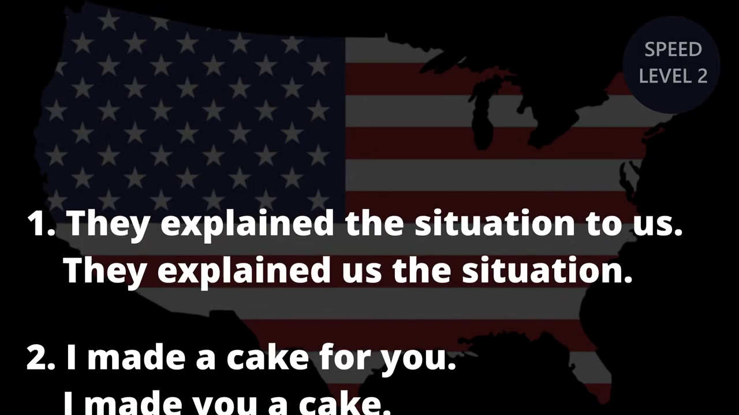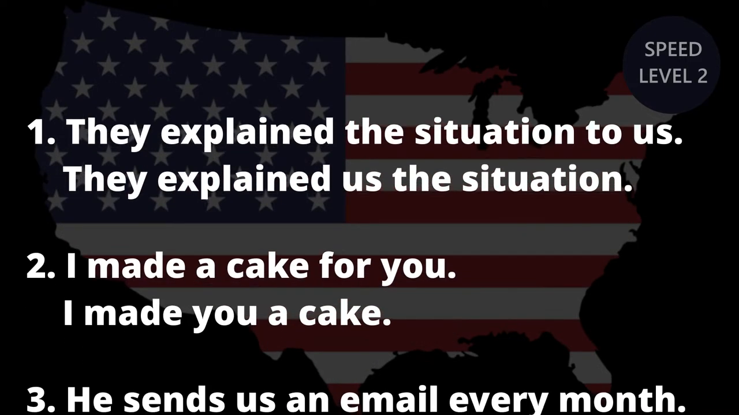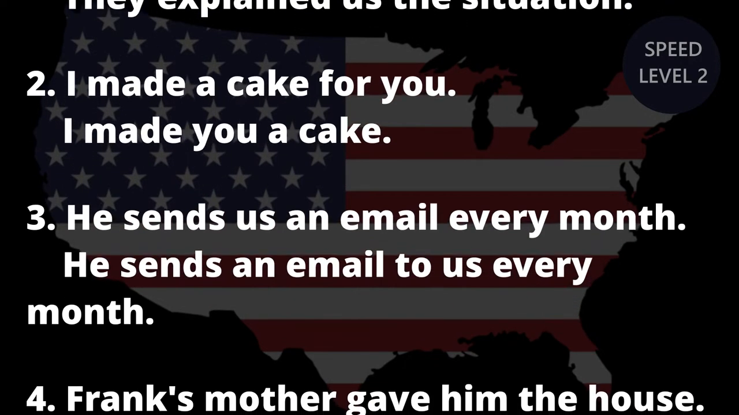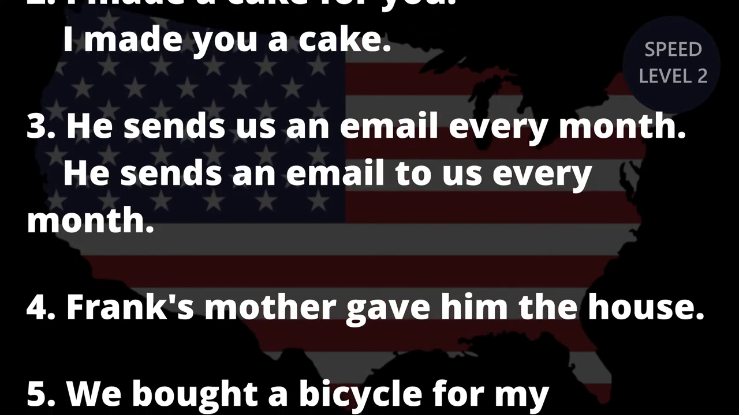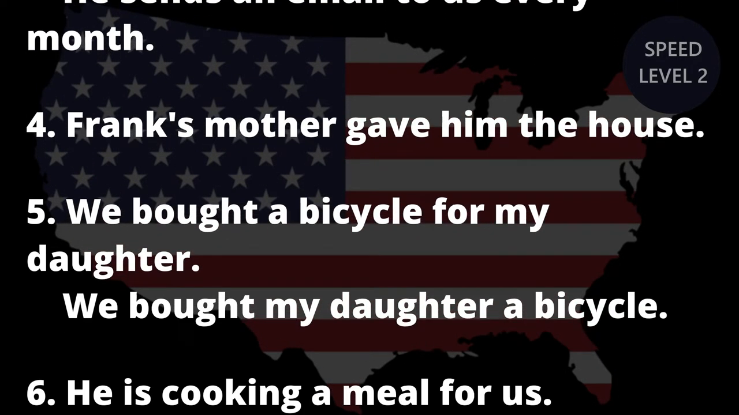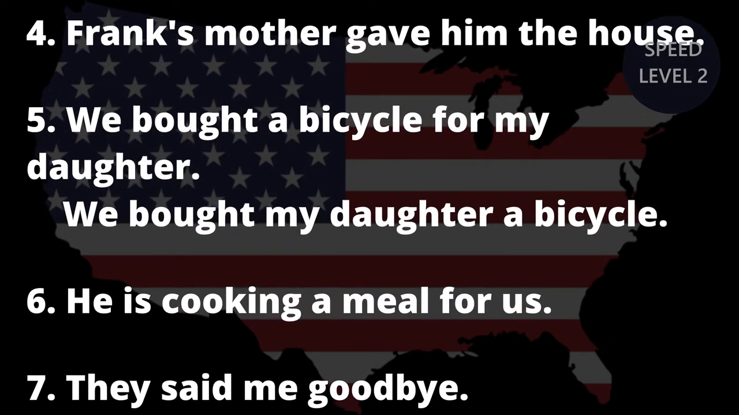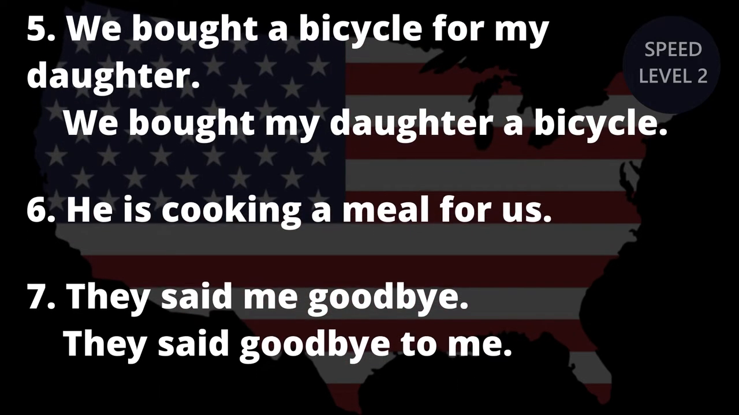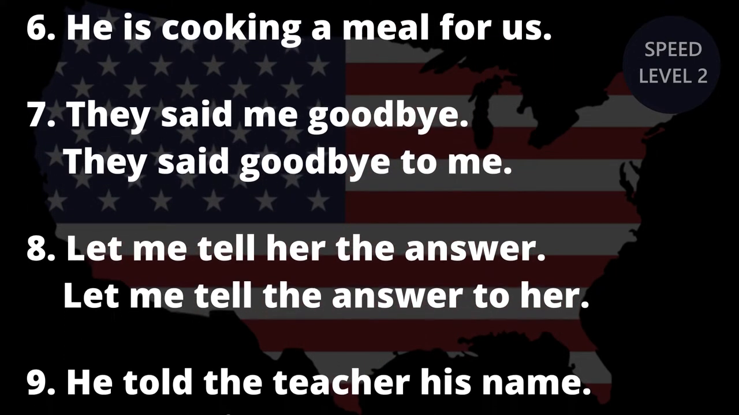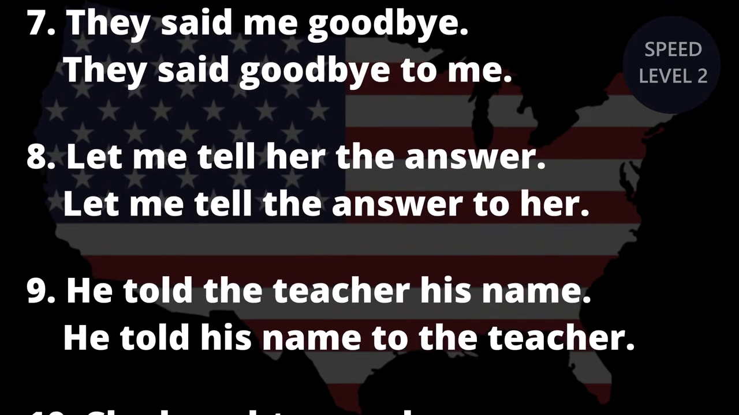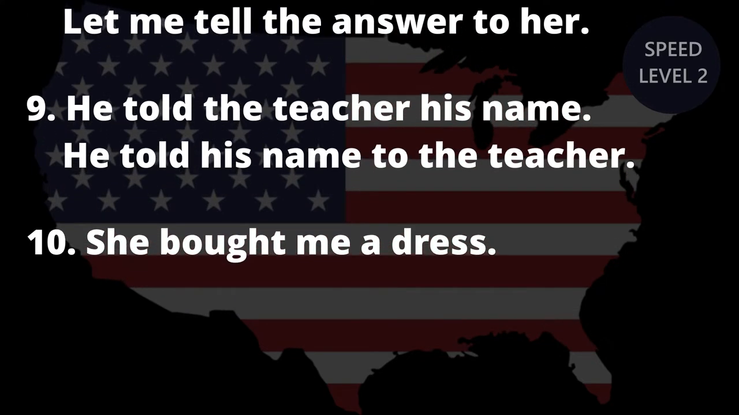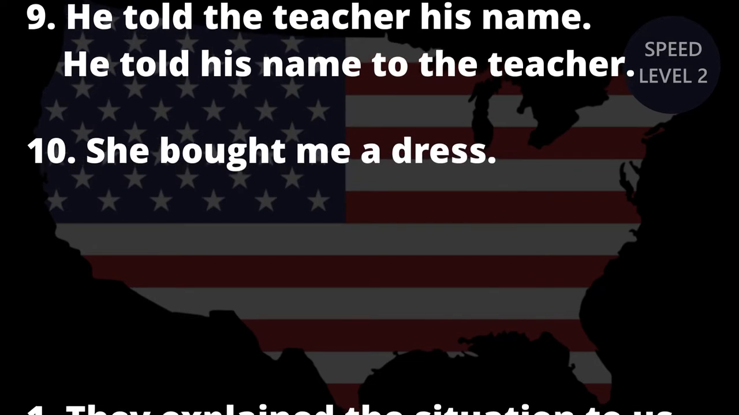1. They explained the situation to us. They explained us the situation. 2. I made a cake for you. I made you a cake. 3. He sends us an email every month. He sends an email to us every month. 4. Frank's mother gave him the house. 5. We bought a bicycle for my daughter. We bought my daughter a bicycle. 6. He is cooking a meal for us. 7. They said me goodbye. They said goodbye to me. 8. Let me tell her the answer. Let me tell the answer to her. 9. He told the teacher his name. He told his name to the teacher. 10. She bought me a dress.